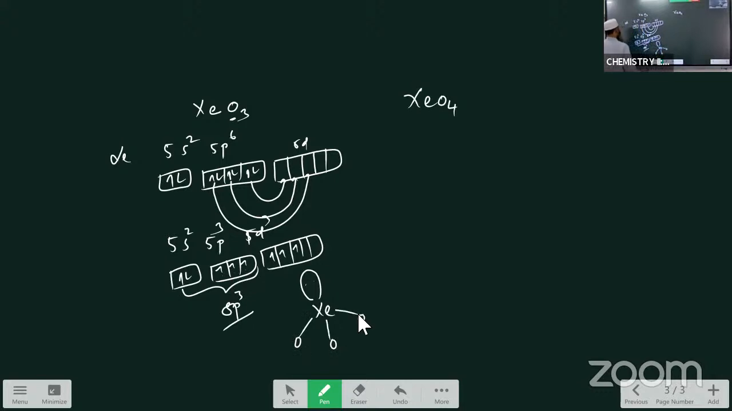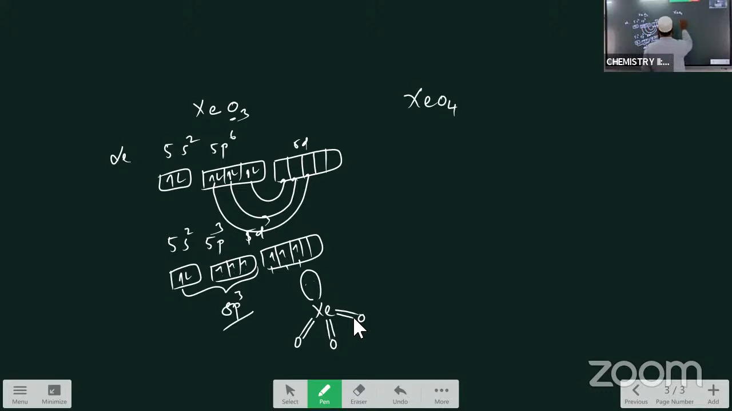Always hybridized orbitals form sigma bonds, and the unhybridized orbitals, these are the d orbitals, each one forms pi bonds with the oxygen atoms like this. So this is the structure of the molecule, pyramidal shape. This is about the structure of XeO3. XeO3 is having pyramidal shape.